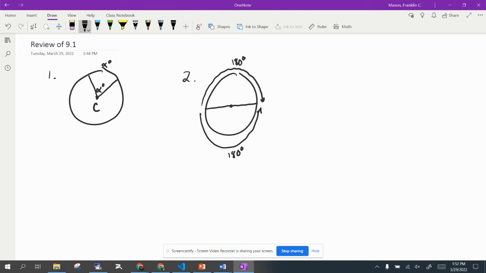And what's the measure of a straight angle? Quick, 180 degrees, right? And again, the fundamental connection here in this chapter is that the measure of the central angle is the same as the measure of the arc. So immediately we get that a diameter cuts an arc of 180 degrees, which is what we mean by a semicircle or a half circle.